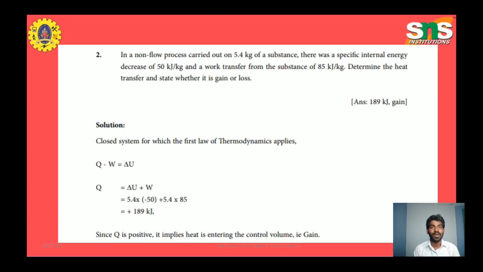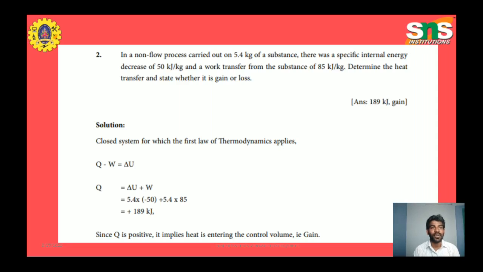In this problem, in a non-flow process carried out on 5.4 kg of substance, there was a specific internal energy decrease of 50 kilojoule per kg and a work transfer from the substance of 85 kilojoule per kg. Determine the heat transfer and state whether it is gain or loss. It is another problem on the application of the first law of thermodynamics.